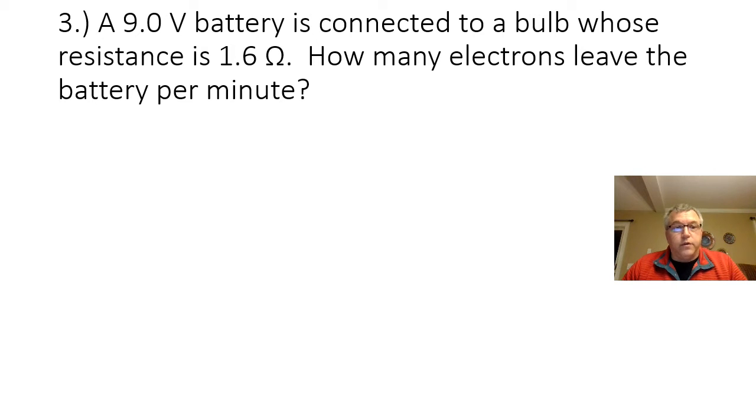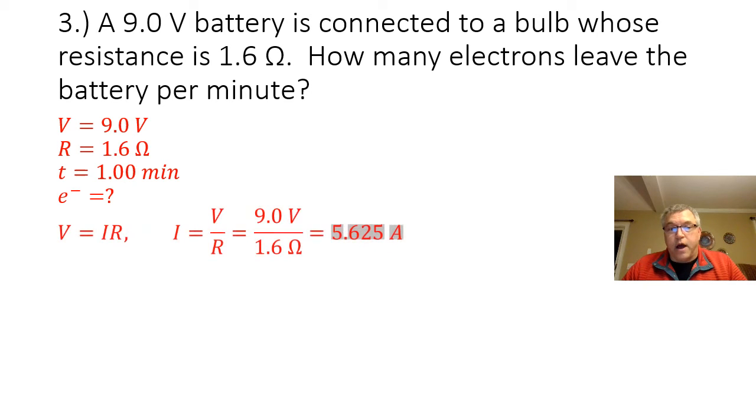We're given the voltage at 9 volts. We have the resistance at 1.6 ohms. We know the time factor is 1 minute. We'll need that in a little bit. And we're looking for the number of electrons. So using Ohm's law, V equals IR, solving that for I, we have I equals V over R, voltage over resistance. 9 volts divided by 1.6 ohms is going to give us 5.625 amps.